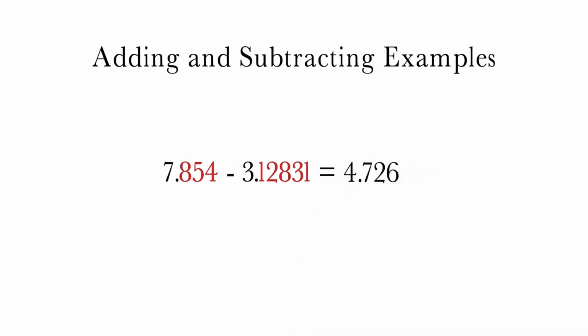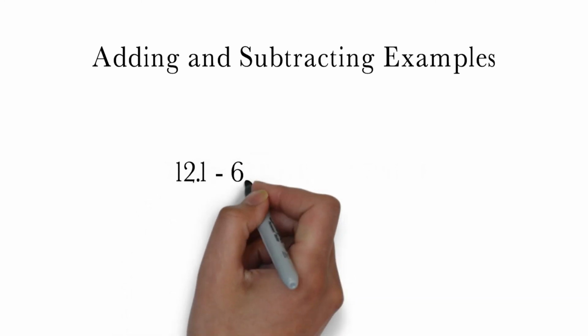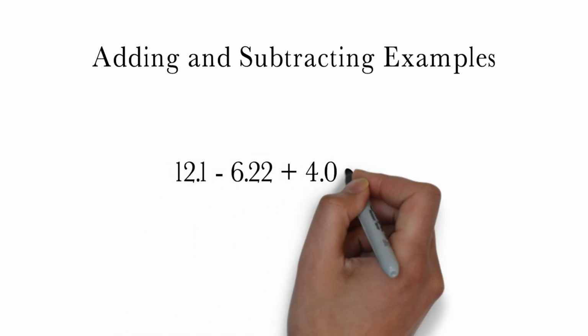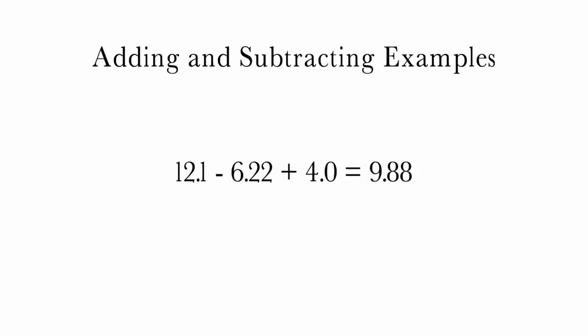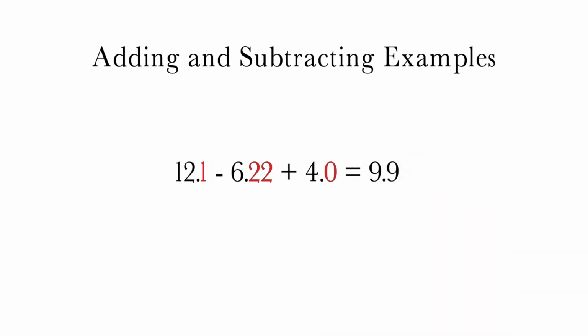For the next example, let's calculate 12.1 minus 6.22 plus 4.0. The output from the calculator would tell you that the answer is 9.88, which is technically correct, but 12.1 has 1 decimal place, 6.22 has 2 decimal places, and 4.0 has 1 decimal place, so our final answer should be rounded to 1 decimal place. Because the first digit to be dropped is an 8, we use the second rule, so the final answer is 9.9.